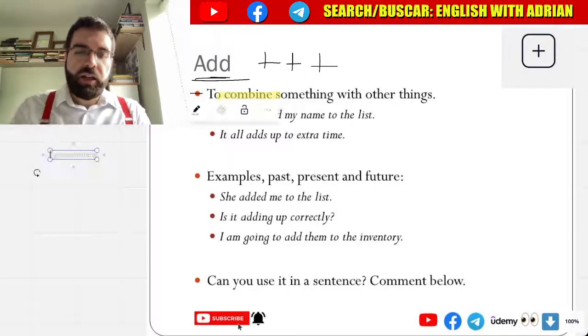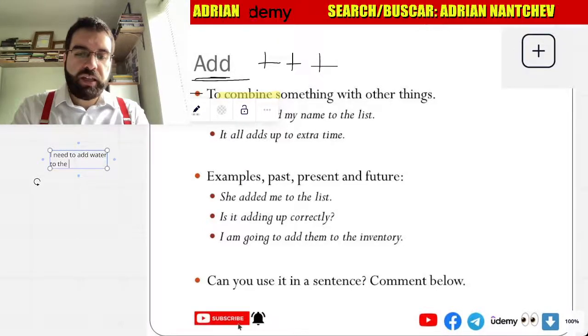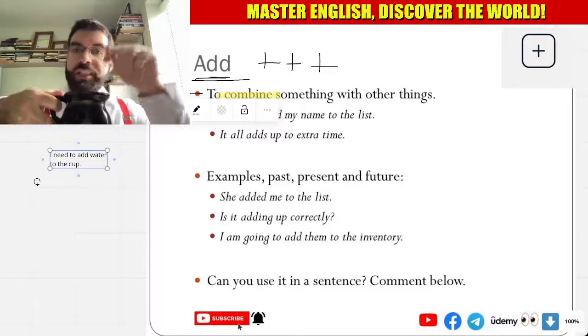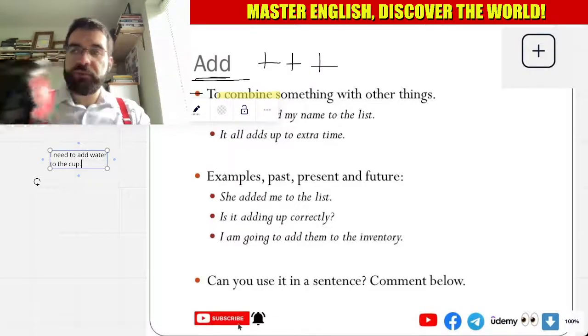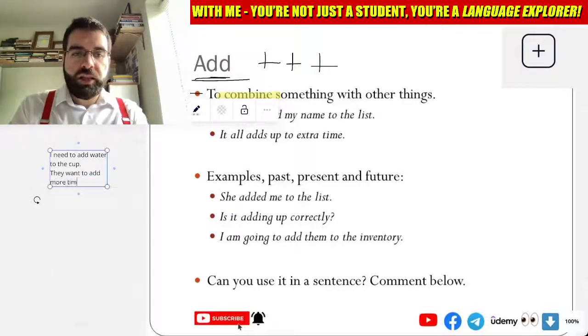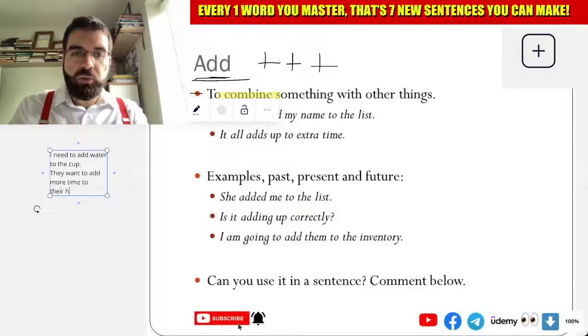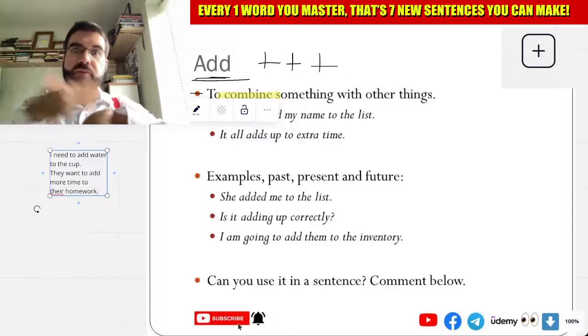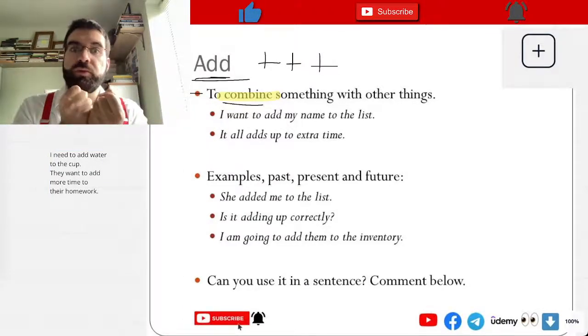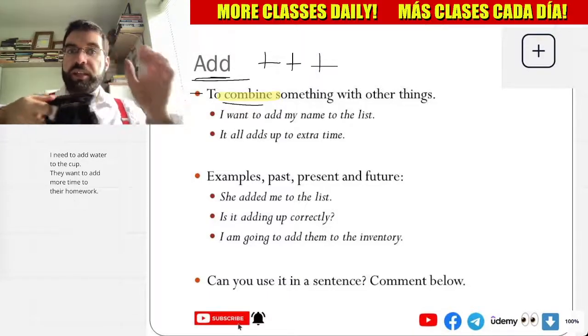So I need to add water to the kettle or to the jug, to the cup. We have a cup, it needs water added. They want to add more time to their homework. See, they combine it together. They want the homework and more time. I need to put the cup and water combined together.